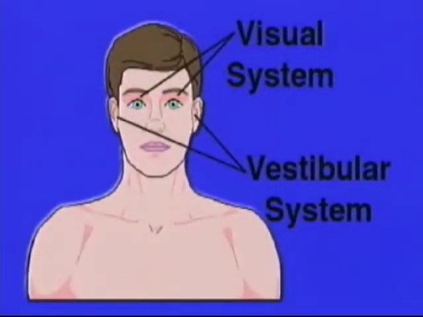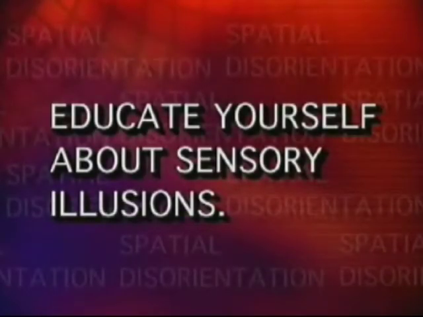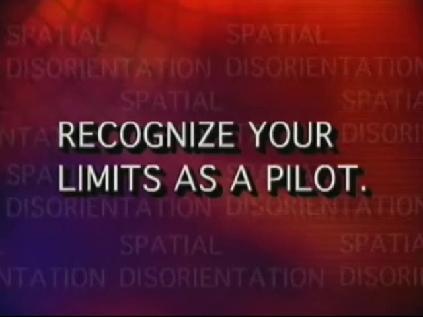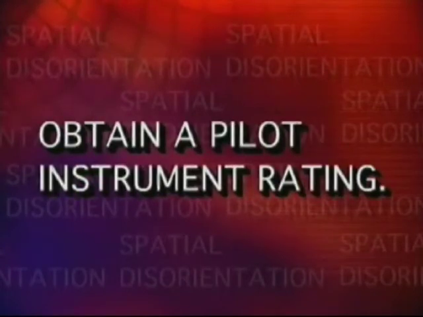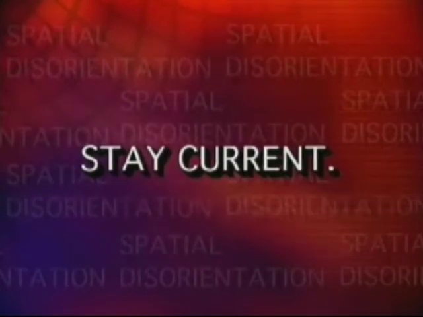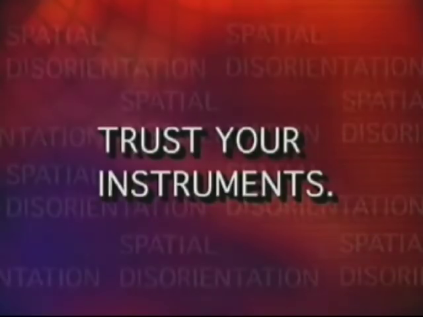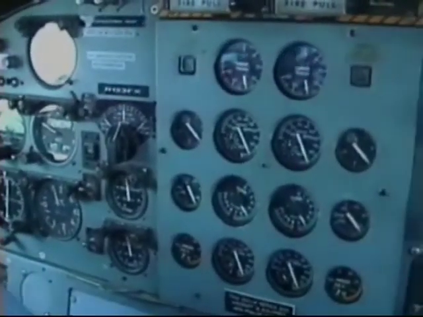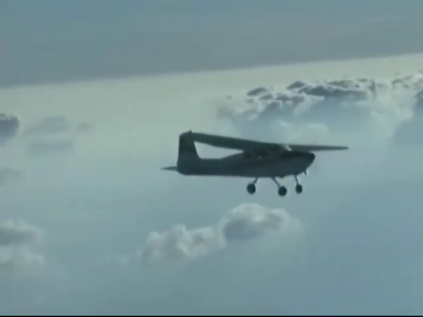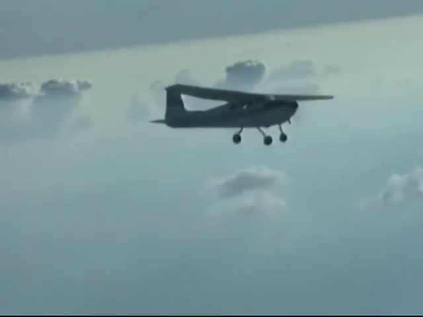The dominant role that the visual and vestibular systems play in spatial orientation overrides the small inputs of the proprioceptive and auditory systems. The best way to protect against spatial disorientation is to educate yourself about sensory illusions, recognize your limits as a pilot, obtain a pilot instrument rating, stay current, and trust your instruments. Spatial disorientation is a killer. By being knowledgeable and trusting your instruments, you'll be contributing to keeping the skies safe for everyone.